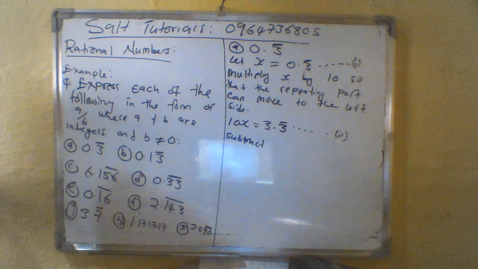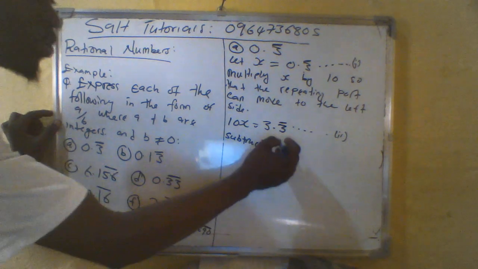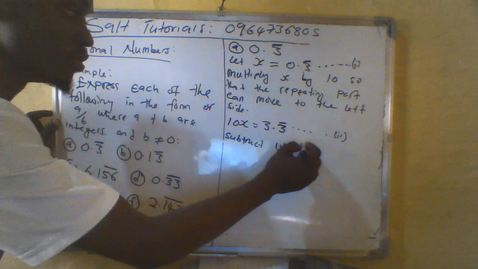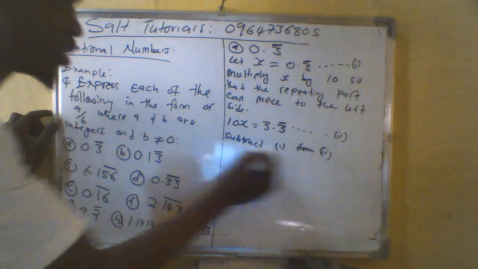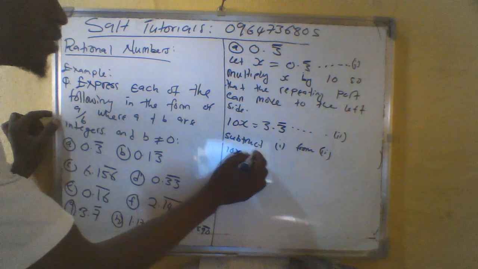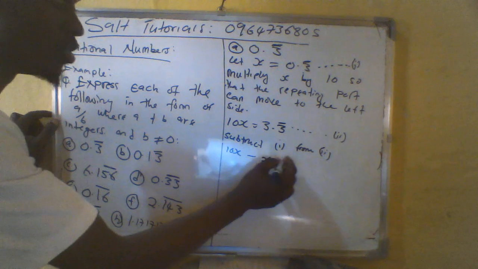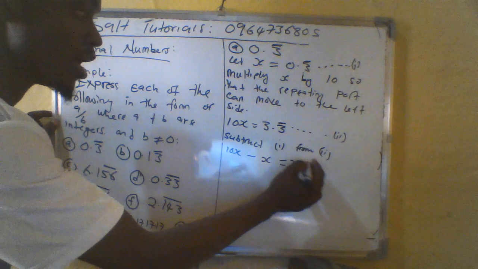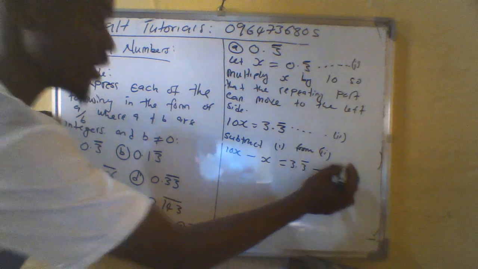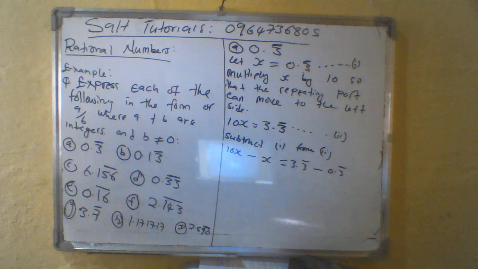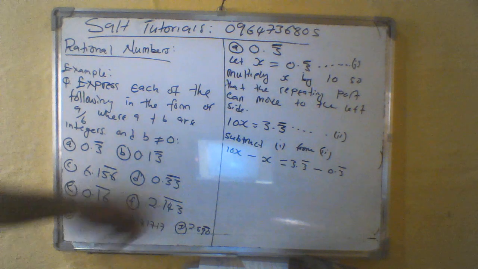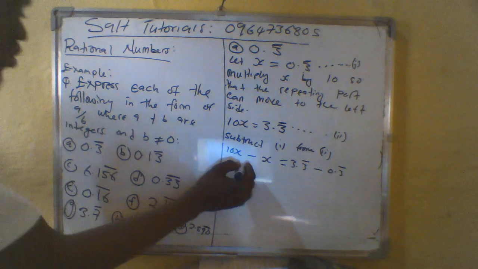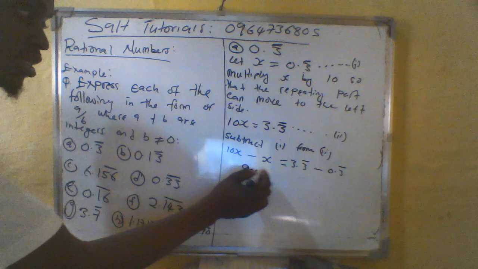What am I going to subtract in this case? I'm going to subtract 1 from 2, so that we can have 10x minus x equals 3.3 bar minus 0.3 bar. So in this case, what am I going to have? 10x minus x, which is going to give me what? A 9x.